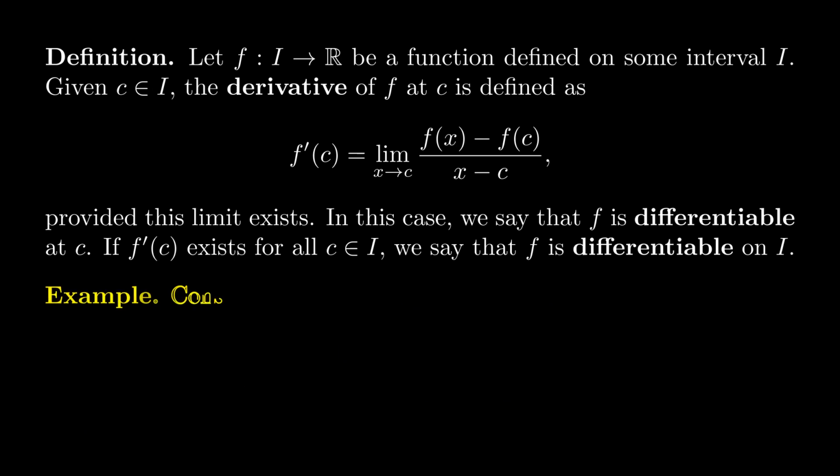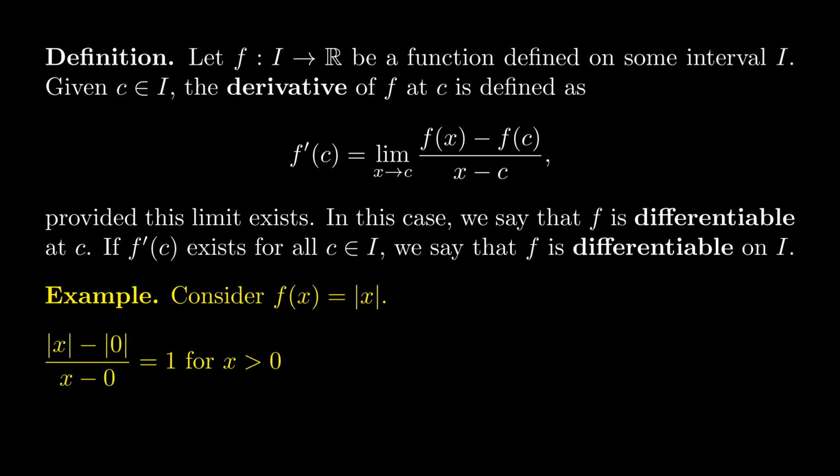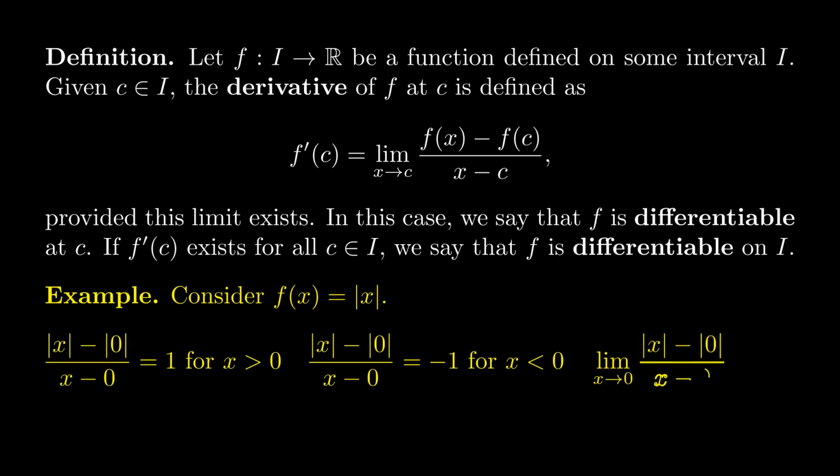Let's consider the function absolute value of x. This is a continuous function, and yet it won't be differentiable at the origin. For x values greater than 0, the difference quotient, absolute value of x minus absolute value of 0 over x minus 0, simplifies to 1. And when x is less than 0, the difference quotient simplifies to negative 1. So the limit as x approaches 0 of this difference quotient doesn't exist, so the function is not differentiable.